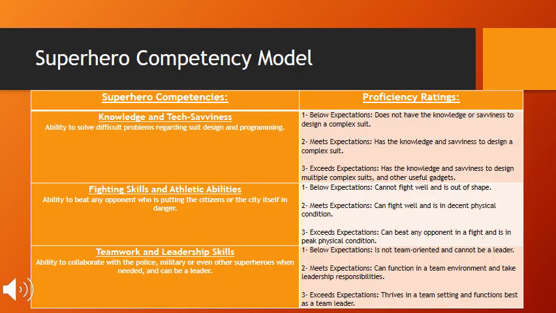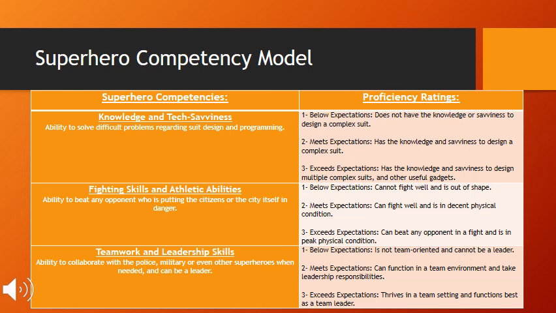When I was creating my superhero competency model, I referenced the competency model in the book and basically used that as a template. So I have three main competencies, and those are knowledge and tech savviness, fighting skills and athletic abilities, and teamwork and leadership skills. Now for the proficiency ratings, I decided to go by a scale of 1 to 3. 1 being below expectations, 2 is meets expectations, and 3 is exceeds expectations.